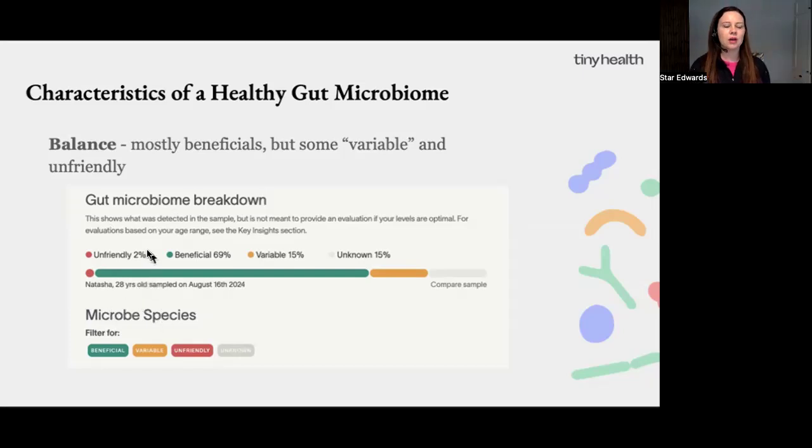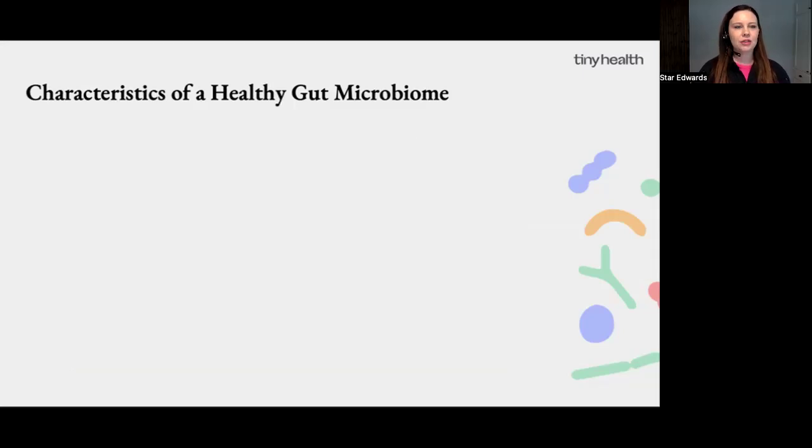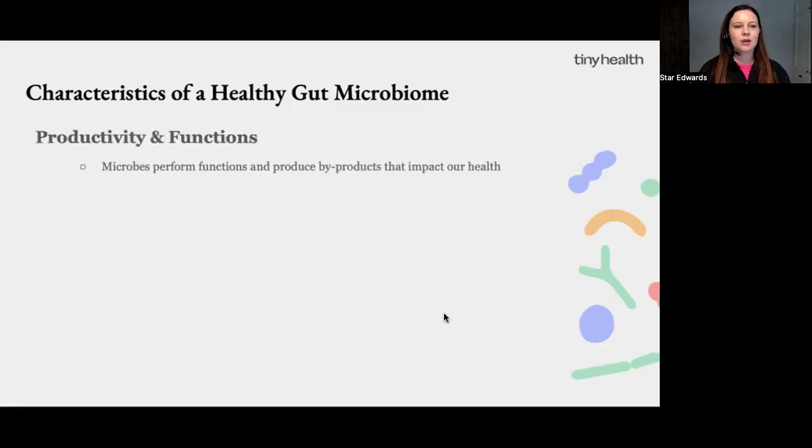This is an example of the microbiome breakdown on a Tiny Health test, and you can see at a glance how many beneficials, how many unfriendlies, variables, and unknowns we have. And I would consider this a very healthy microbiome, depending on exactly which species are here. So first characteristic is diversity, second is balance, and third is going to be productivity and functions. Who is in the microbiome matters, but more importantly, what are they doing there? That's more important than who is in the microbiome.